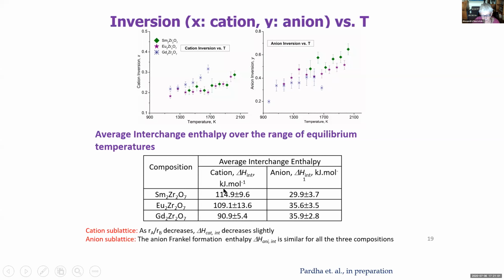Basically we get an enthalpy associated with the cation exchange and an enthalpy associated with the anion exchange. Interestingly, the difference between the different compositions is a little beyond experimental error, but it's not big. So it seems like the disordering within the pyrochlore phase follows fairly clear systematics, and perhaps these values can be used to predict other materials as well.